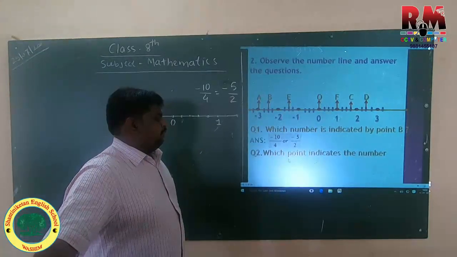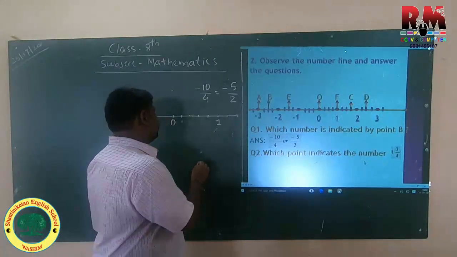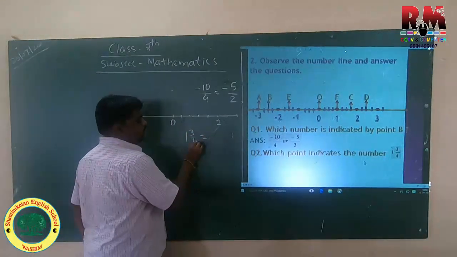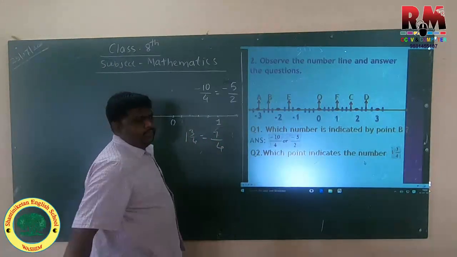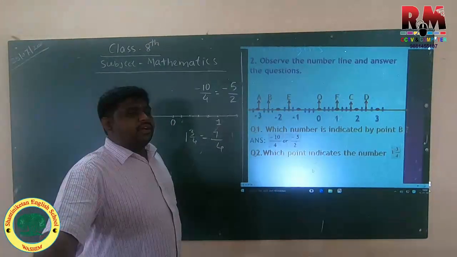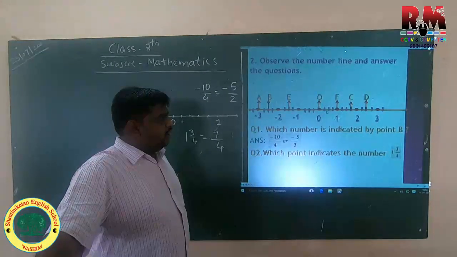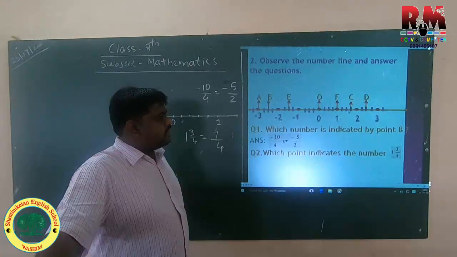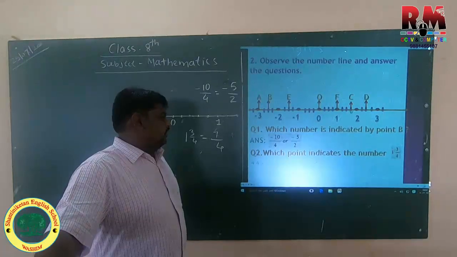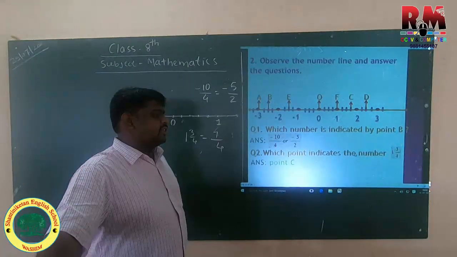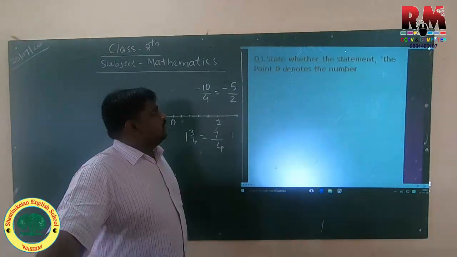Second question. Which point indicates the number 1 3 by 4? 1 3 by 4 is a mixed fraction and can be written as 4 times 1 is 4, plus 3 is 7, which means 7 by 4. 7 by 4 means the 7th dot on the right side of the 0: 1, 2, 3, 4, 5, 6, 7. So this is 7 by 4, which means point C. So the answer is point C.